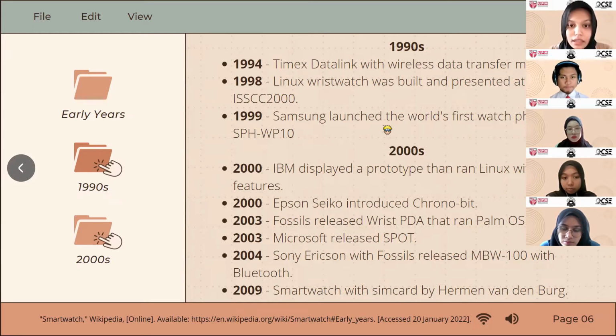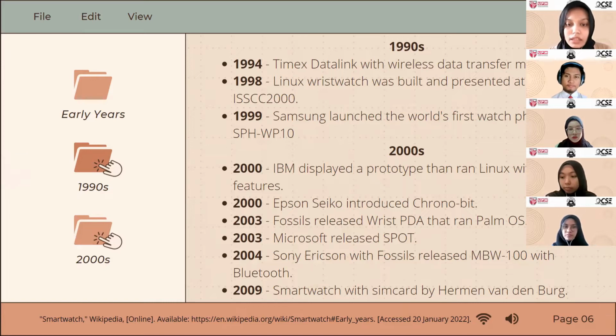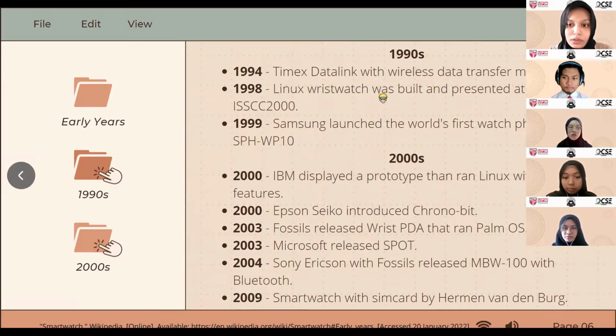In 1998, the Linux wristwatch was built and presented at IEEE ISSCC 2000. This is the first Linux wristwatch, because in the future they developed the same smartwatch under Linux. And in 1999, Samsung also entered the market, and they launched the world's first watch phone, which is the SPH-WP10.